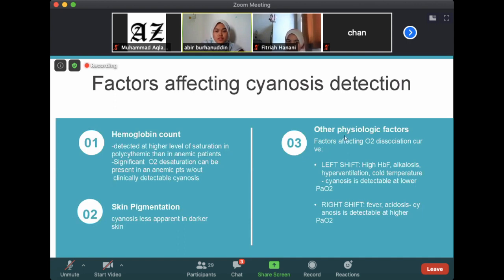And the third one is other physiological factors. These are factors that affect the oxygen dissociation curve. For the shift to the left, meaning there is high affinity toward oxygen, the cyanosis is detected at a lower PaO2. Meanwhile, for the right shift, the cyanosis is detectable at a higher PaO2.